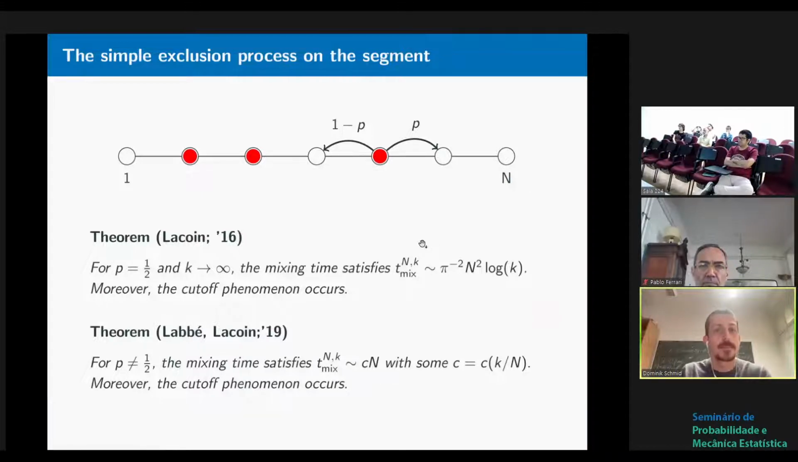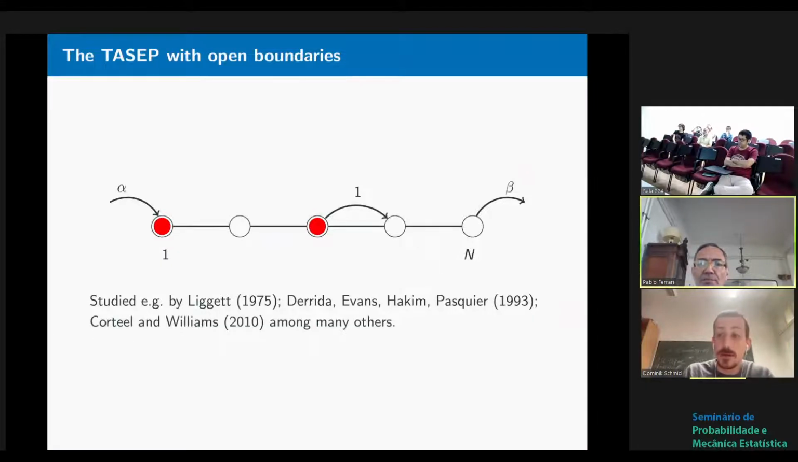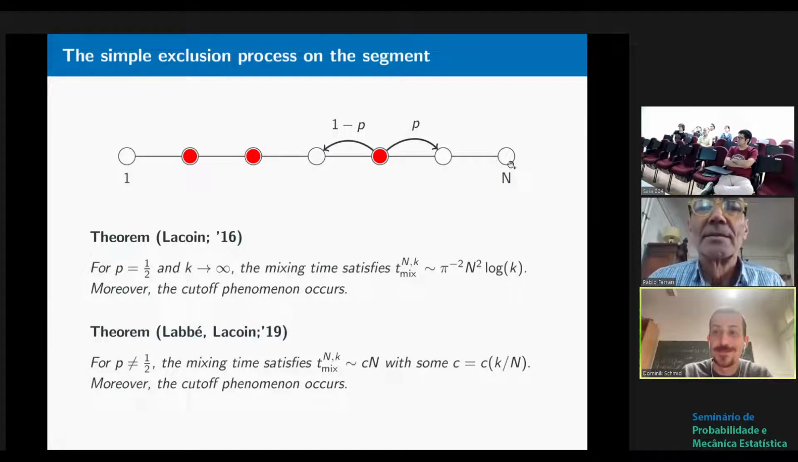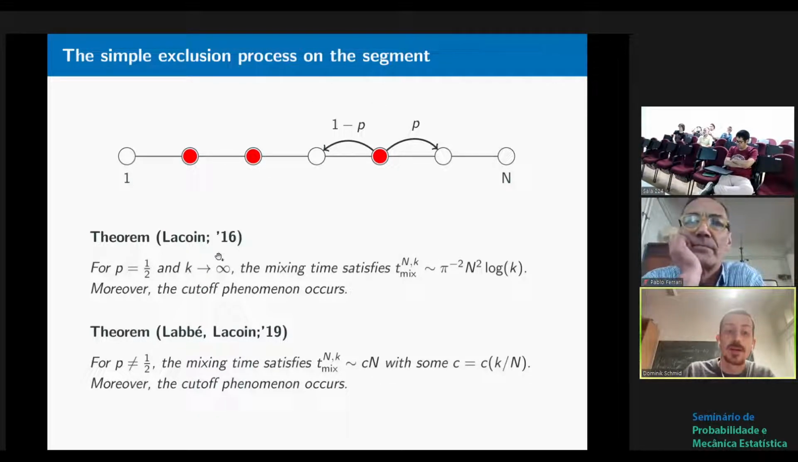Okay, so a question. What are the boundary conditions that you are taking here? That's a good point, thanks a lot for pointing that out. I forgot to say that here, in fact, we have fixed boundaries. So this is just the closed segment. So the number of particles k is again conserved in this dynamics.